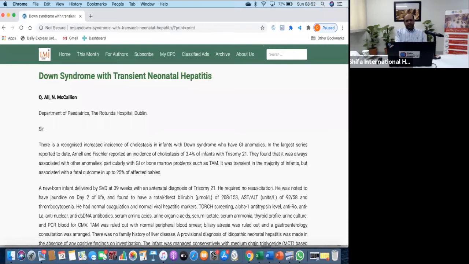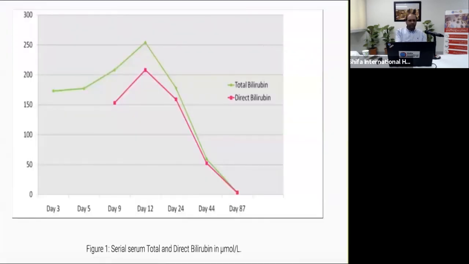So in this case, we did extensive investigations to make sure, as I mentioned to you, that we rule out biliary atresia or other endocrine causes and to see whether it was not TAM. Then I followed this case. As you can see here, this is the graphic presentation of the total bilirubin and the direct bilirubin. And that came down at 3 months of age. It was started very early, less than 2 weeks. So it was 3 months until he completely resolved the jaundice.